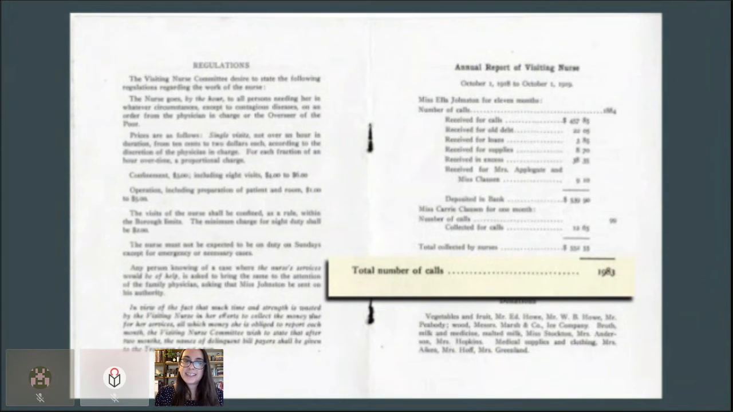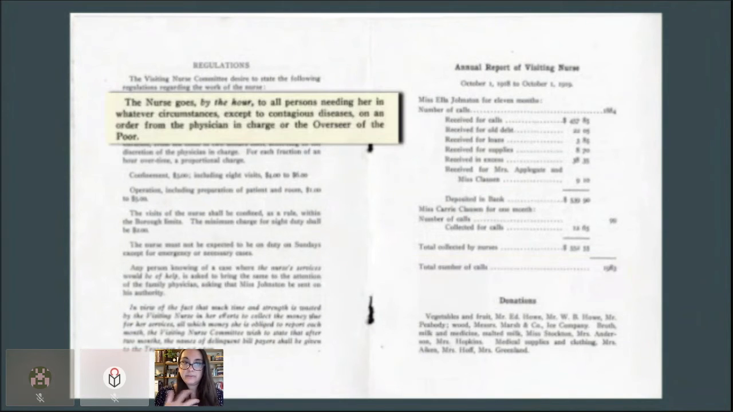So now in this 1918 through 1919 report, there's surprisingly no mention of the flu epidemic that took place over the past year. Because if we remember from our earlier list of regulations, the nurse, what's highlighted here, the nurse goes by the hour to all persons needing her in whatever circumstances except to contagious diseases, of which naturally the flu was one. So the Visiting Nurse Committee wasn't really involved all too much in the flu epidemic.